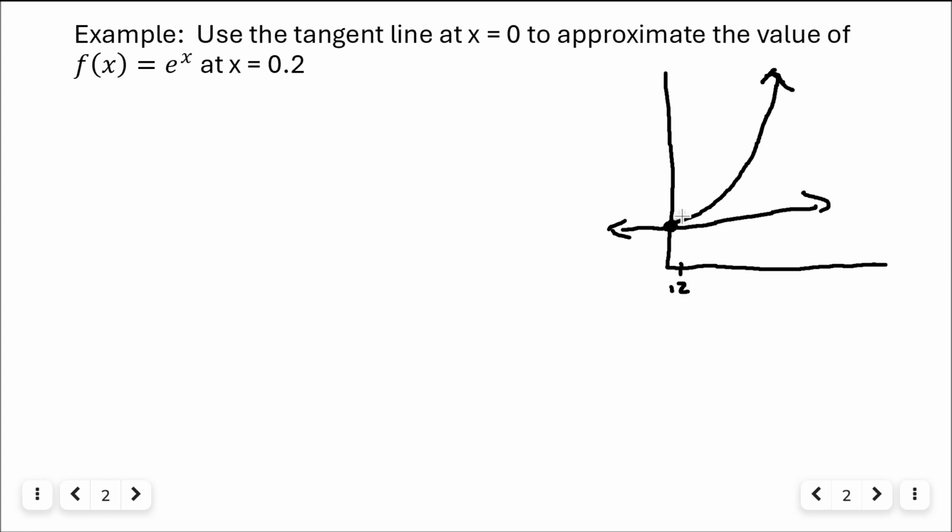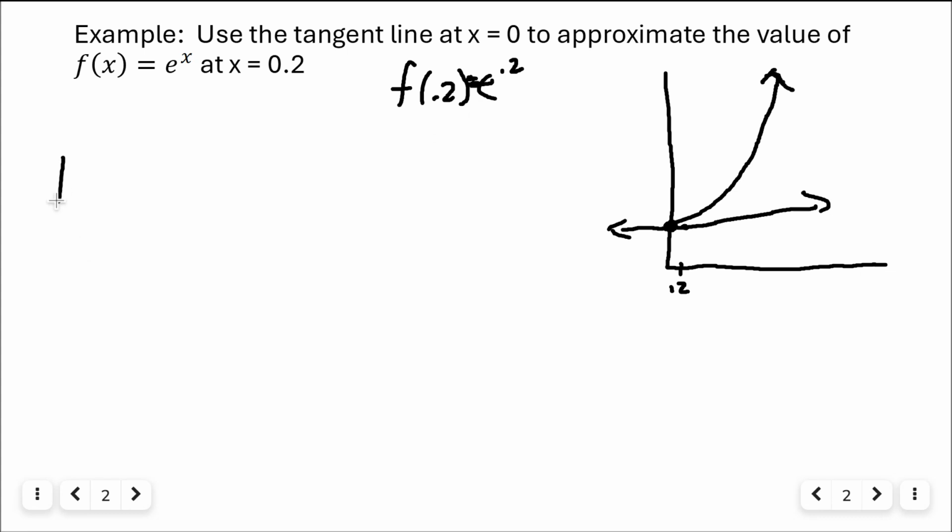And here's 0.2. I'm going to use the tangent line to find the value at 0.2, and that's going to approximate the true value of e to the x there. So again, we're back in the times where we didn't have calculators. There was no easy way to calculate these things. If I were to ask you, what's f of 0.2? It's equal to e to the 0.2. But without a calculator, it's not easy to calculate. But it's easy to approximate with that tangent line. So let's go find the tangent line.